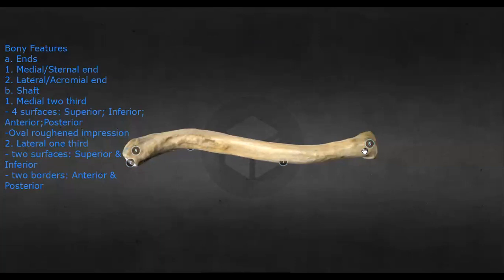Clavicle at these two ends forms two important joints. At the medial end, clavicle articulates with the manubrium of the sternum to form a joint called sternoclavicular joint. Whereas on the acromial end or the lateral end, the clavicle joins with the acromion process of scapula to form the acromioclavicular joint.